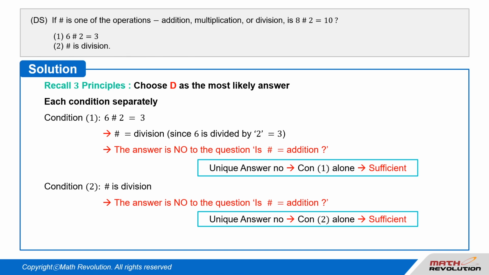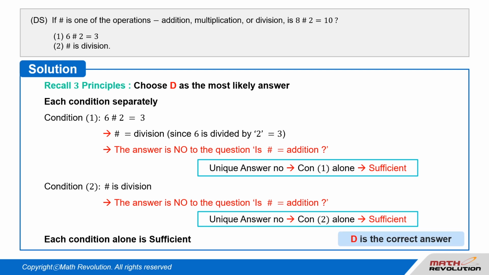This is a perfect question that shows the application of CMT1. You should remember this. Yes is sufficient, and no is also sufficient. But if you are getting both yes and no, they are not sufficient. This is very important. Each condition alone is sufficient. So, D is the correct answer.